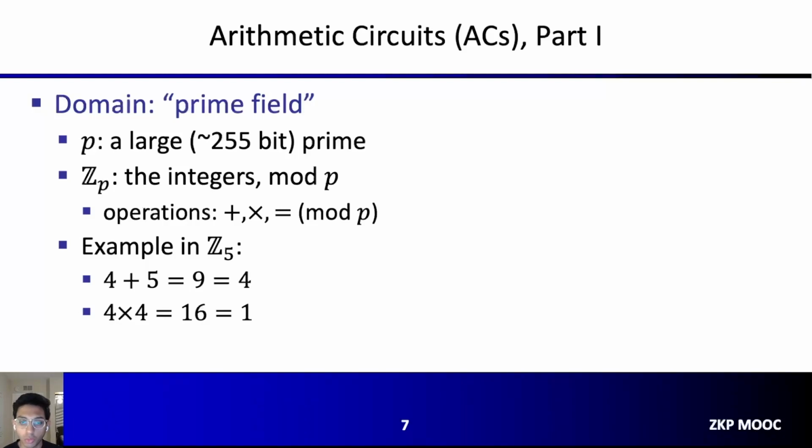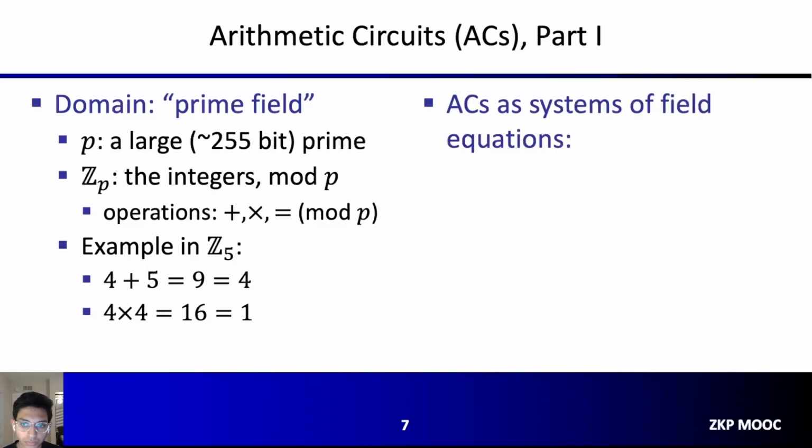which is just 1. Okay, so basically, it's like a Boolean circuit, but all the operations, instead of being ands and ors and so on, become addition and multiplication modulo this prime p. All right. So that is the background upon which these arithmetic circuits are defined. But how do you actually express any computation in these?